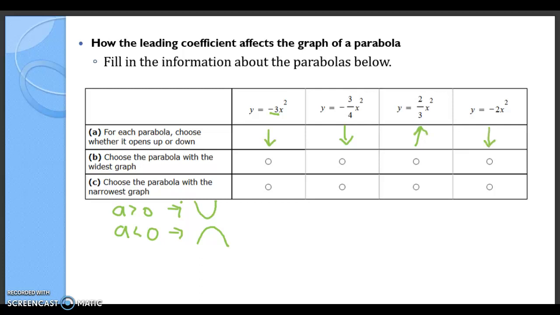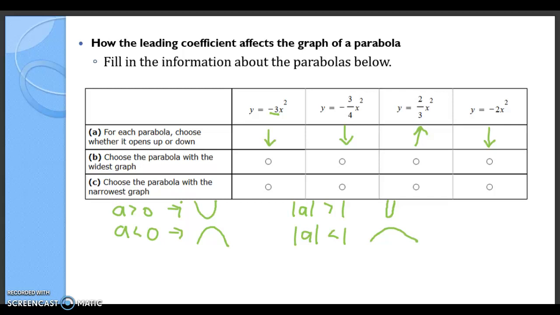Now the width, or the narrowness, of the graph depends on how big this value is. So if the absolute value of a is greater than 1, we're going to get a really skinny U. If the absolute value of a is less than 1, so if a is between 0 and 1, if a is a fraction, we start to get wider.